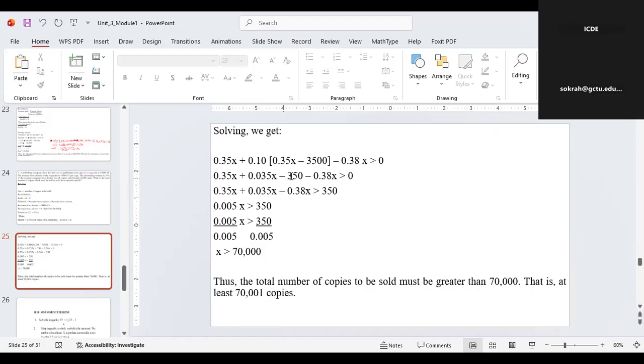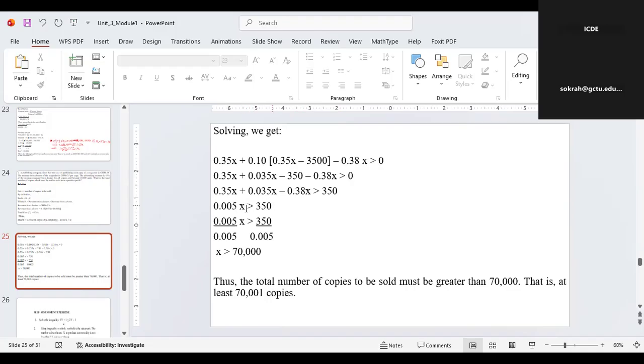But don't forget, when the 350 was moving, it was negative. Once it moved across the inequality sign, the negative changes to what? Positive. So that is what you see. So now if you simplify the left-hand side, 0.35x plus 0.035x minus 0.38x gives us 0.005x. And this must be greater than what?